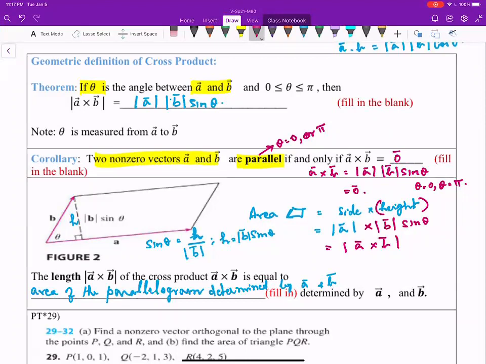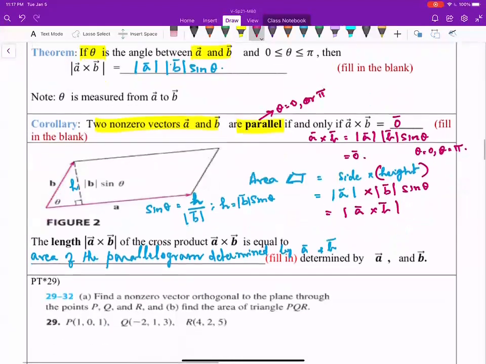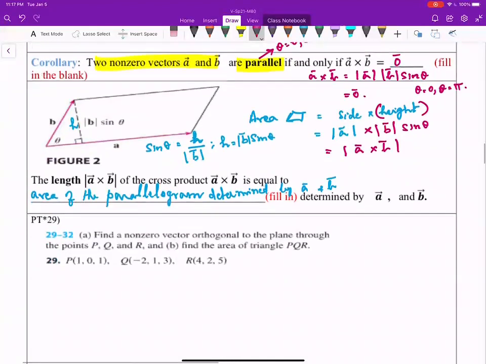This idea will be used later on. So you need to memorize the formulas. The formula that you need to memorize: what is the length of A cross B, how you can define it algebraically and geometrically, and then how the length of A cross B is nothing but the area of the parallelogram determined by A and B. So this is part A of 12.4, part A video. Then we will be continuing with this material.